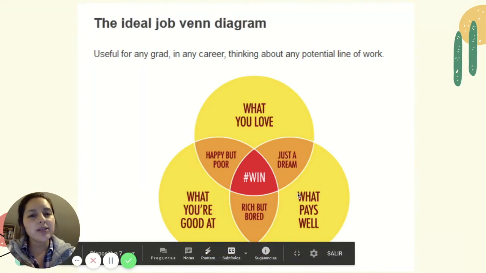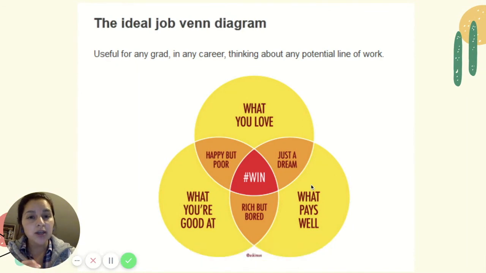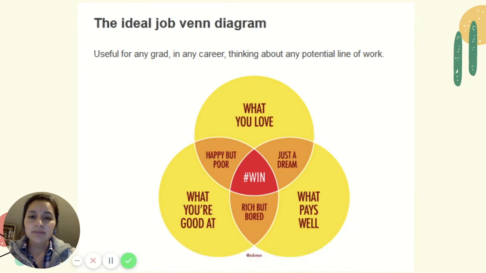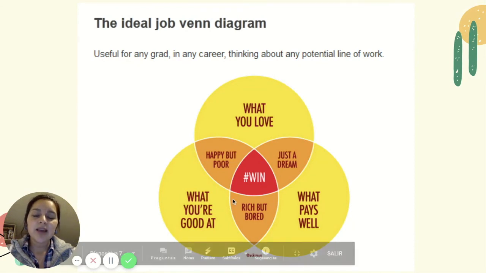Do you agree with this? Do you think this is logic? Do you think this is okay? Do you think there is another way? Think about it. That's the introduction of the unit.